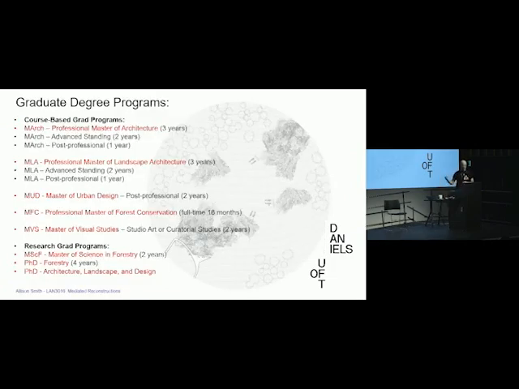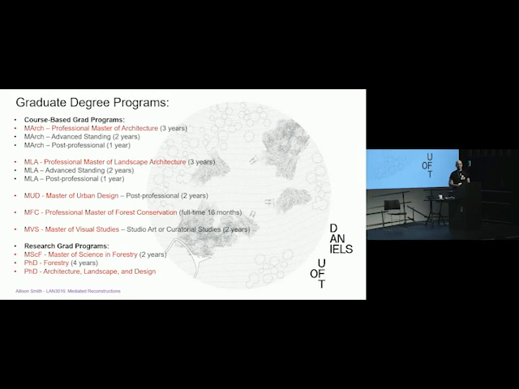So here are the graduate degree programs. We have the Master of Architecture, which is a 3-year professional degree. It can be reduced down to advanced standing, which is now down to 2 years. We'll get into that in a minute of what that really means. But it is the standard MArch. You're just bypassing the first year.